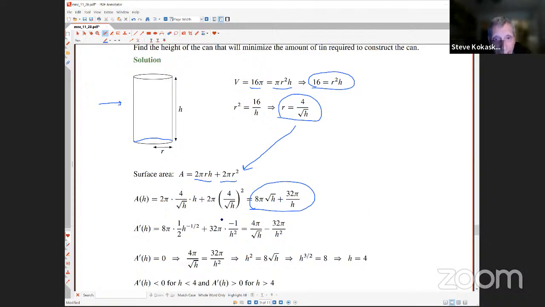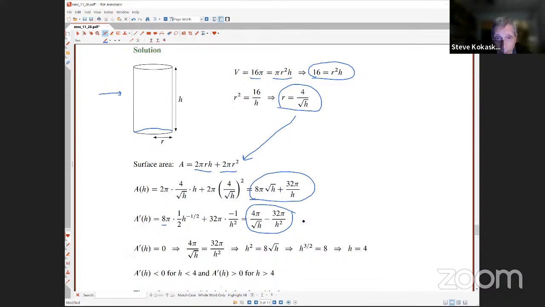Here we go, Curtis. 8 pi is constant. I'm going to think of that H. Square root of H is H to the 1/2. So there's 1/2 H to the minus 1/2. There's the 32 pi. Derivative minus 1 H to the minus 2. Yikes. And just a little bit of simplification. Now what do I do? Well, I've got to find places where that first derivative is equal to 0 or does not exist.